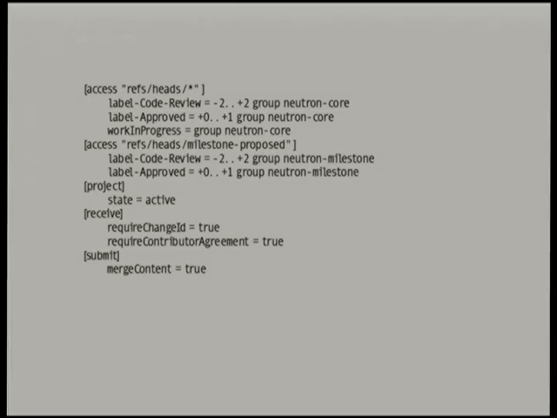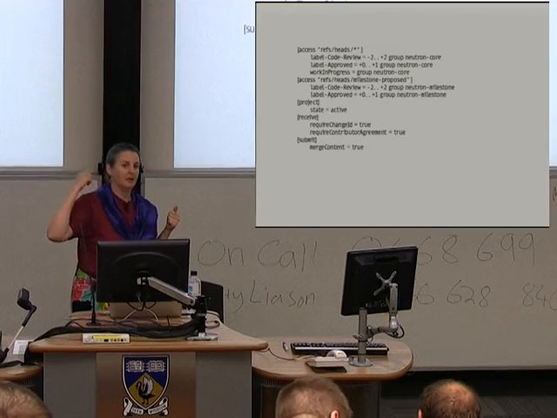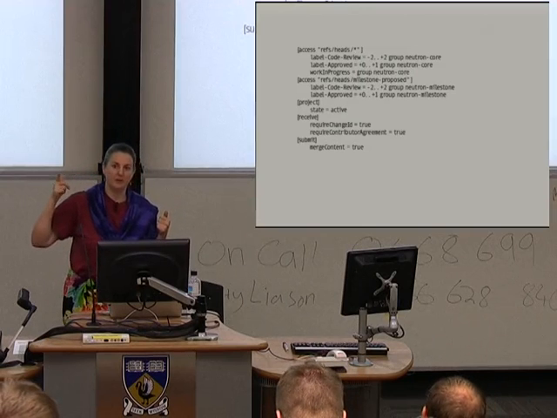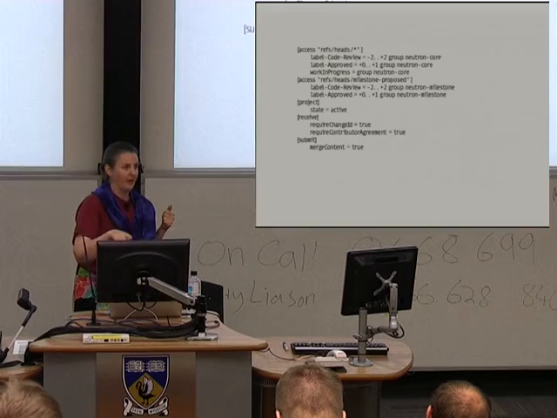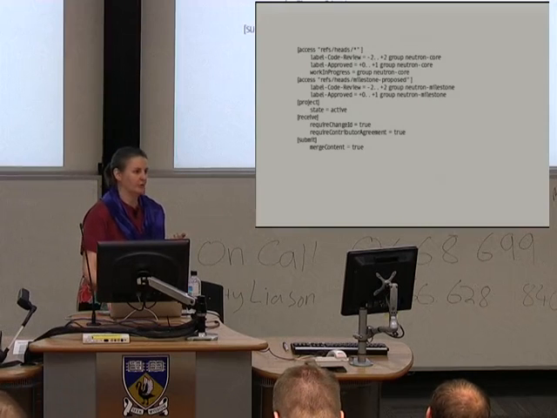Require change ID is true. So git review as a tool automatically creates a new change ID for every patch, and that's required by the project, and we require a contributor agreement.